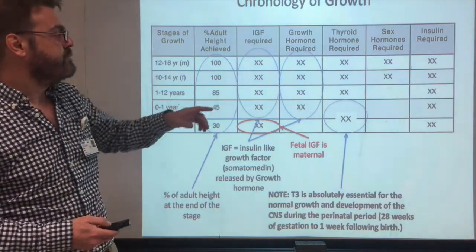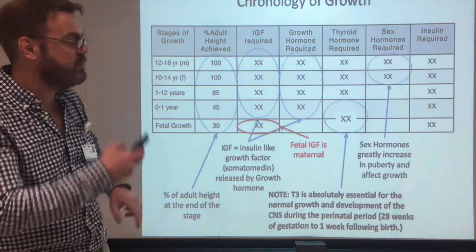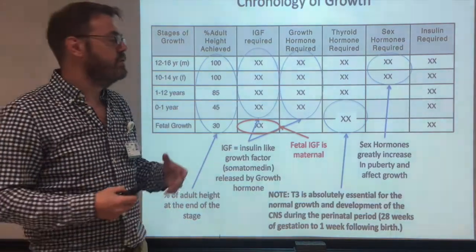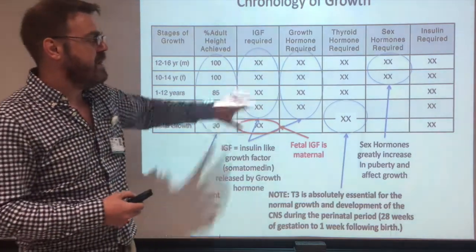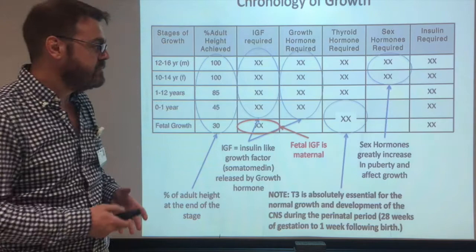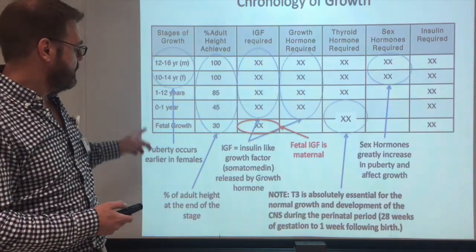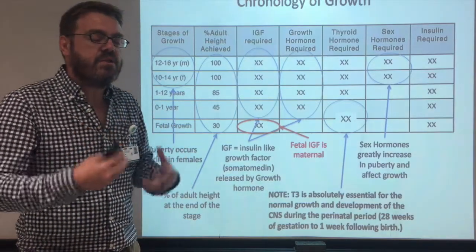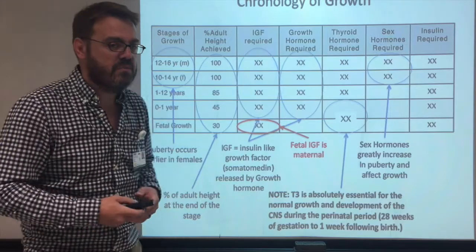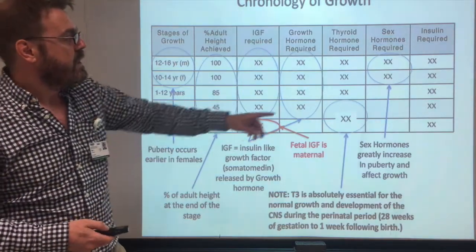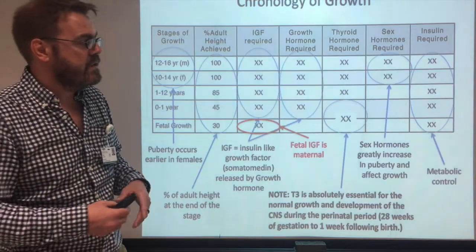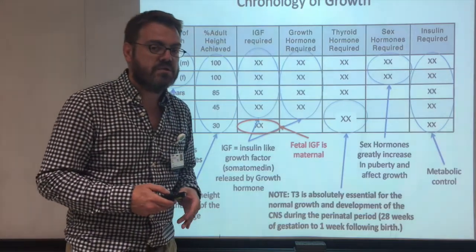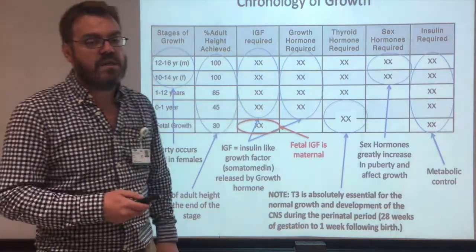And then you have the sex hormones that are required during puberty, and this then greatly increases your growth during this period by again making IGF work better. Puberty occurs earlier in females, and this has consequences on the differences in height between males and females that I'll allude to later on. Insulin is required throughout your life, and this is mainly due to metabolic control of growth, because it's one of your main anabolic hormones.